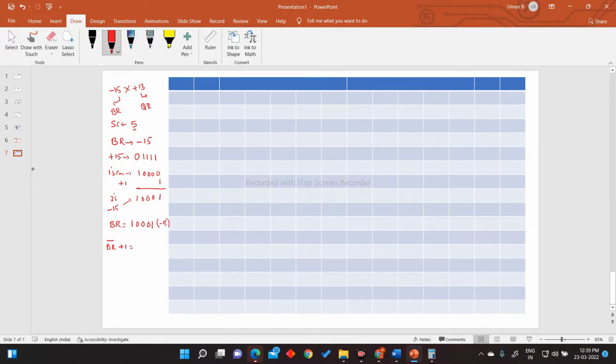So BR bar plus 1 we have to calculate. Now how to find it? Write the BR and take the complement of BR. So this is BR, 1, 0, 0, 0, 1. Now what is BR bar? Just take the 1's complement of this, 0, 1, 1, 1, 0, and then you add 1 to this, and finally you will get 0, 1, 1, 1, 1, right? So BR bar plus 1 is equivalent to 0, 1, 1, 1, 1. All these things you have to set aside. So this is BR. I will highlight this one so that it is easy for us to remember.